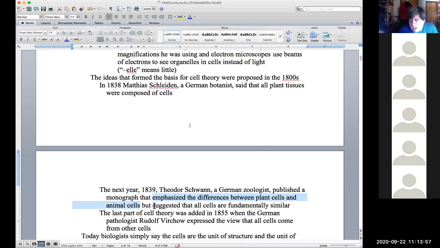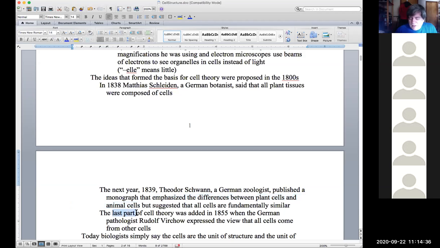Now, keep in mind, at the time, Schwann studied animals. He's a zoologist. Schleiden studied plants. He's a botanist. Today, we know that we don't put bacteria in the same group of living organisms as plants or animals. We don't put fungi in the same group as plants or animals. But if you were alive back in 1838, all living things were considered to be either a plant or an animal. So when they said that all plants were made of cells, and then the next year all animals were made of cells, that meant every living thing was made of cells.